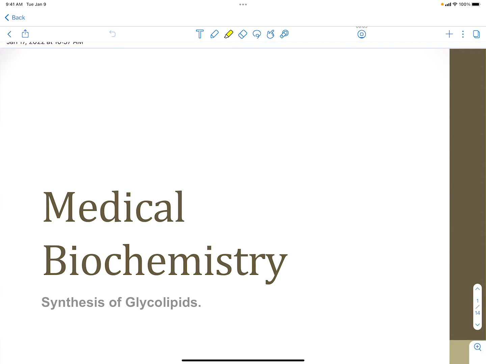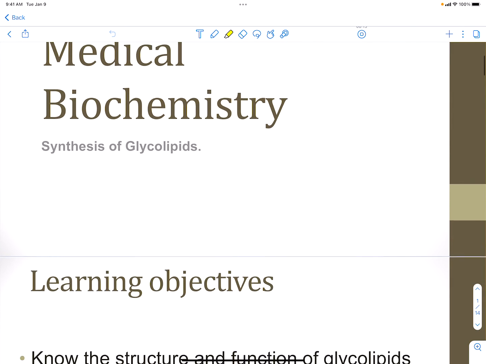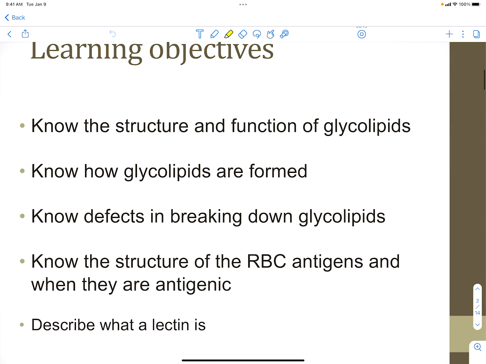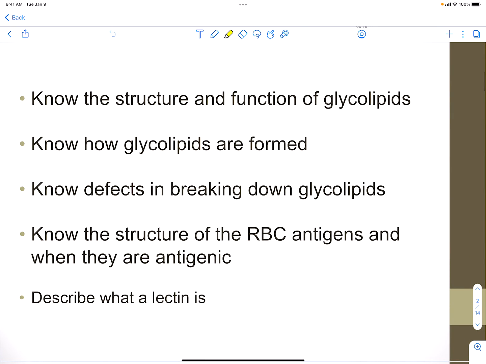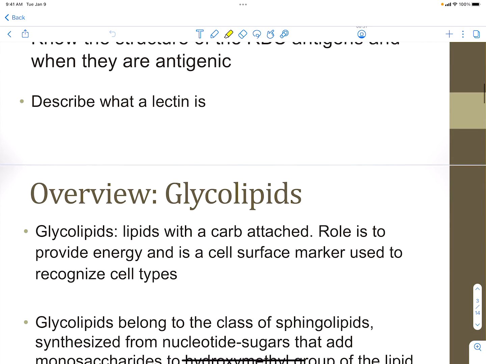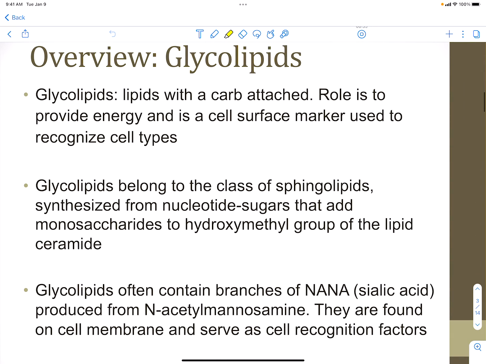All right, so we've talked about the way that we activate sugars, and we talked about how we make glycoproteins. So here we're going to discuss how glycolipids are made. We're going to talk about the structure and function of glycolipids, how they're formed, and what happens when you have defects in breaking down the glycolipids, as well as the importance of glycolipids in the red blood cell antigens. We're also going to talk about what a lectin is, which is a ligand.